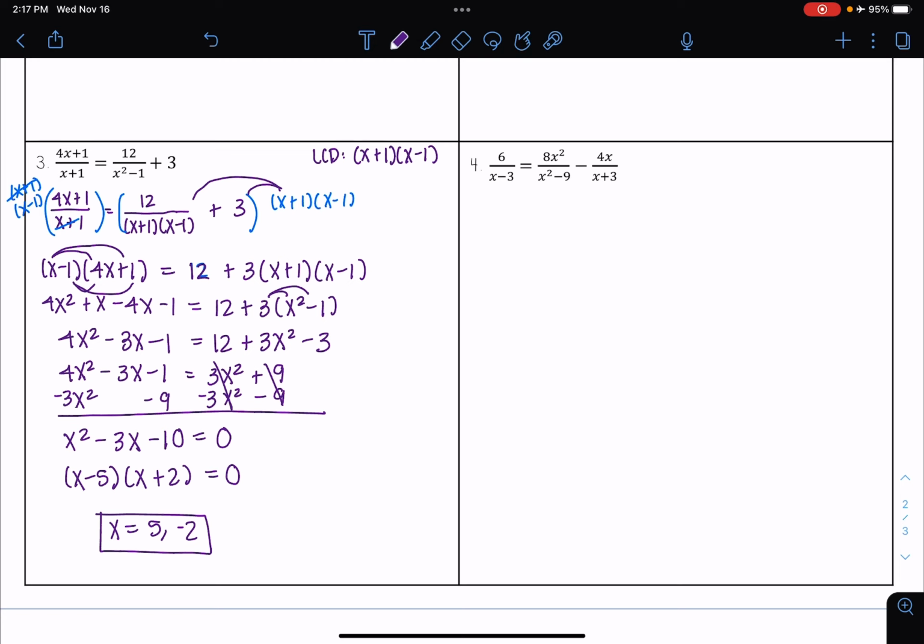Okay, let's look at one last one. So here I have 6 over x minus 3 is equal to 8x squared over x squared minus 9 minus 4x over x plus 3. So first step, I need to factor that x squared minus 9. So I have 6 over x minus 3 is equal to 8x squared over x plus 3 times x minus 3. Let's have a difference of squares there.